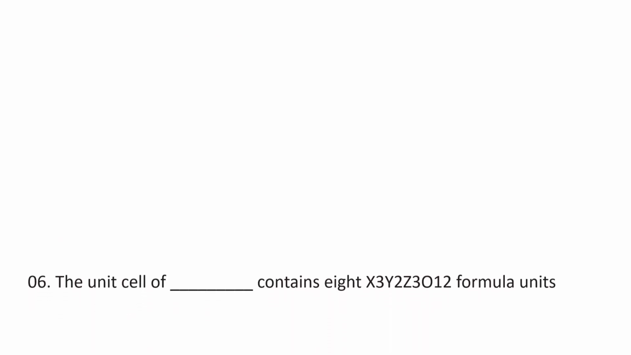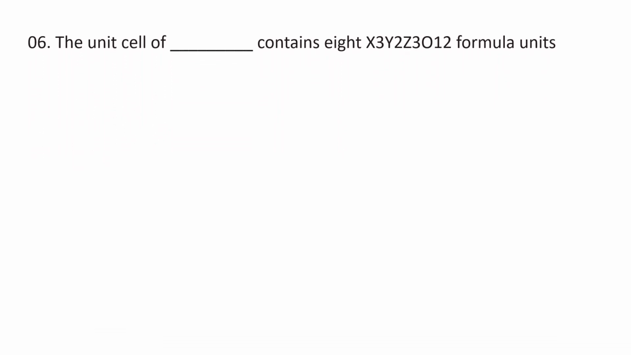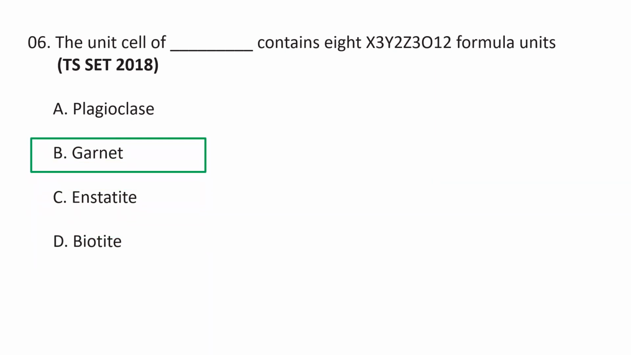Next question. The unit cell of which contains 8 X3, Y2, Z3, O12 formula units. A. Plagioclase, B. Garnet, C. Enstatite, and D. Biotite. So obviously this is the garnet. Actually, if you take the silicon oxygen composition, that is Si3O12, or you can say 1:4. So here the garnet structure is an isosilicate. So the correct answer is B. Garnet.